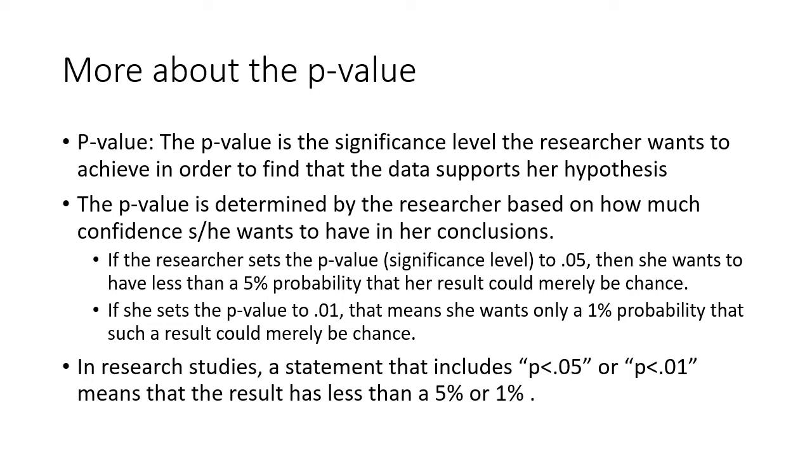So let's think about this p-value a little bit more. The p-value is the significance level the researcher wants to achieve in order to find that the data supports her hypothesis. She determines the p-value based on how much confidence she believes she should have in her conclusions. We'll talk a little more about this when we talk about type 1 and type 2 error.